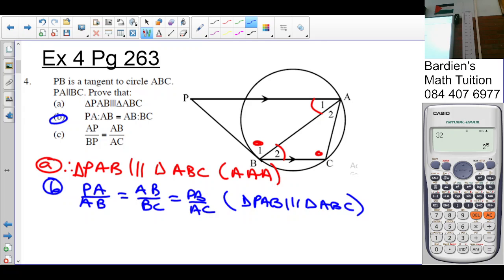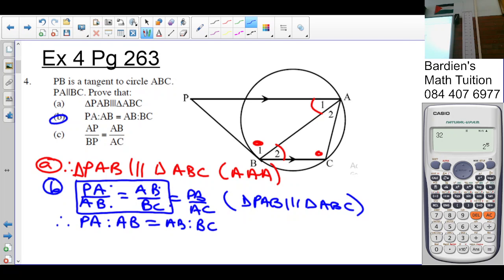So we say that PA and AB. But what do you notice? There's two ABs here. So it could be that one as well. So I can't decide yet. But it has an AB and a BC, so it has to be this. Not so? So what can I say at this point? That PA is to AB, as AB is to BC. They have done exactly what they want. You guys understand?